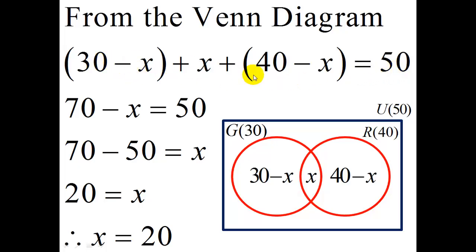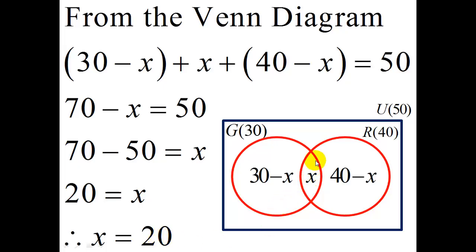Now 30 plus 40 is equal to 70, and minus X plus X equals 0. But already we have minus X here. So we have 30 plus 40 minus X, and that will give us 70 minus X, and this is equal to 50. Now we are making X the subject. So minus X on the left hand side becomes X on the right hand side, and 50 on the right hand side becomes minus 50 on the left hand side. So we have 70 minus 50 equals X, and 70 minus 50 equals 20. So we have 20 equals X. Therefore the value of X equals 20.